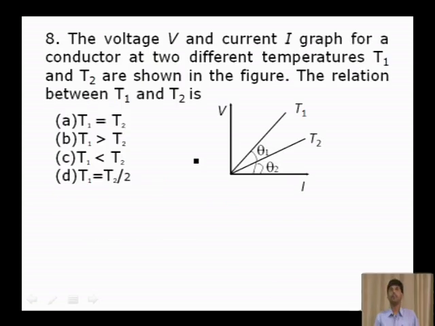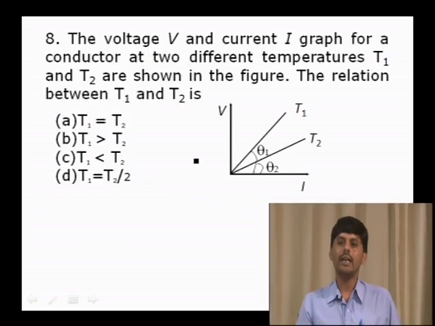Question number 8. The voltage V and current I graph for the conductor at two different temperatures T1 and T2 is as shown in the figure. The relation between T1 and T2 is: option A T1 is equal to T2, option B T1 greater than T2, option C T1 less than T2, option D T1 is equal to T2 by 2.